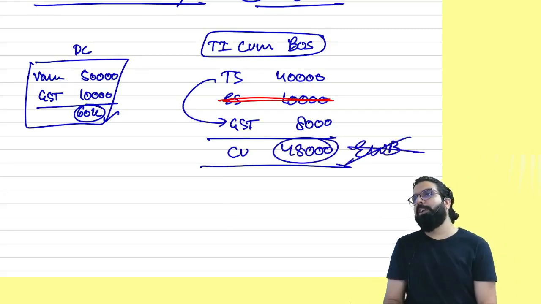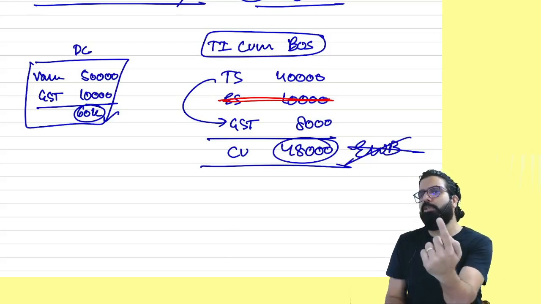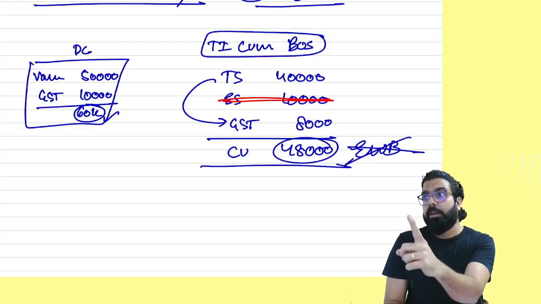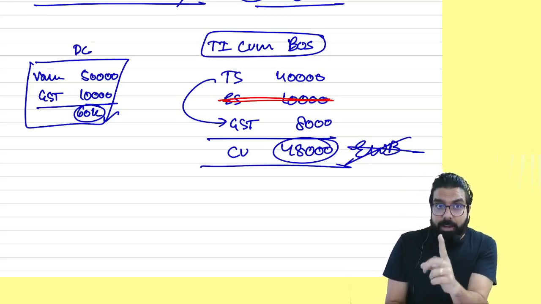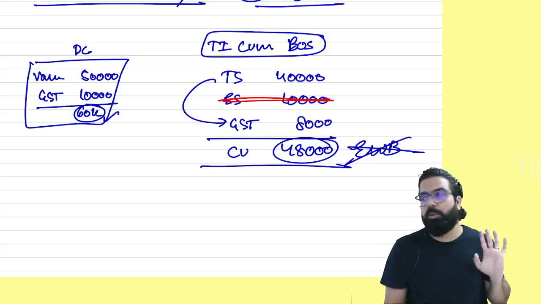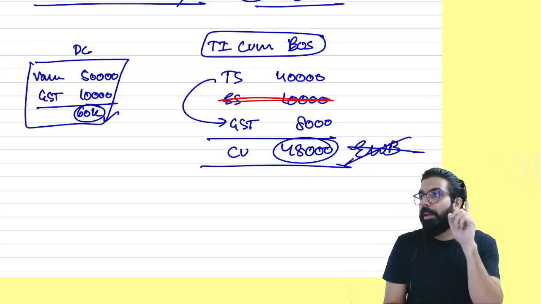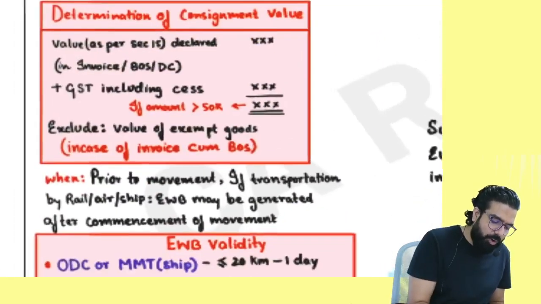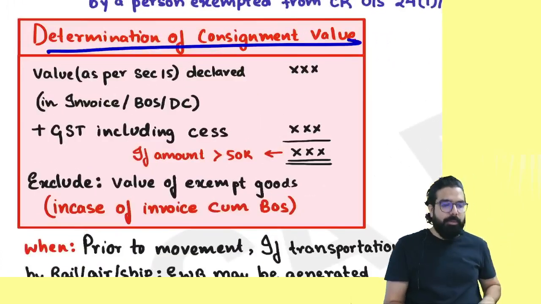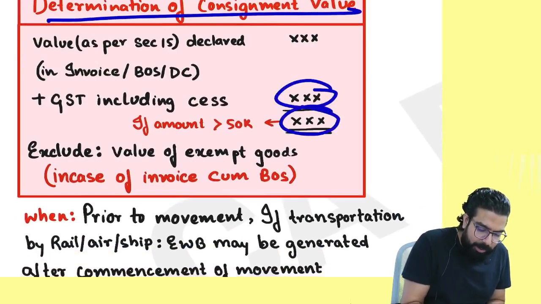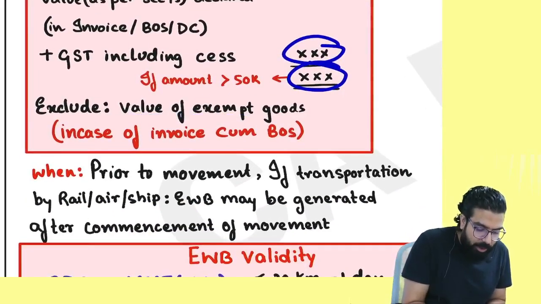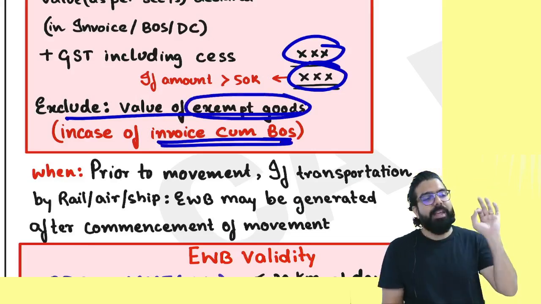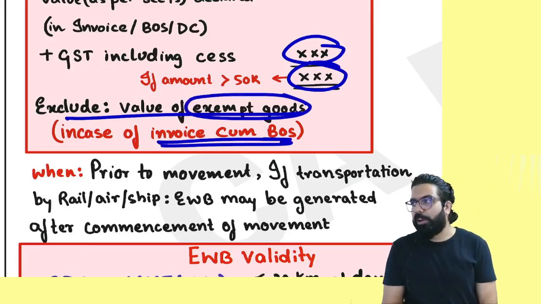This is the most important part you have to remember. Can I tell you one small line which you should remember? Always include GST, but never include the value of exempt supply. And this is already told over here. How to determine consignment value? Always include the GST portion, but in case of an invoice cum bill of supply, always exclude the value of exempt supply. I hope this point is clear to all of you.